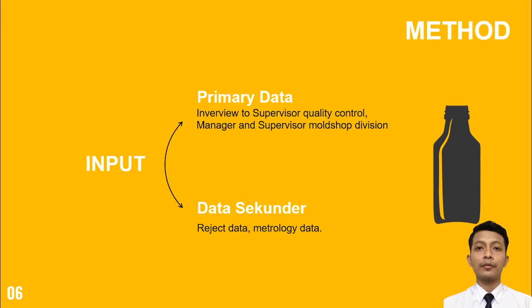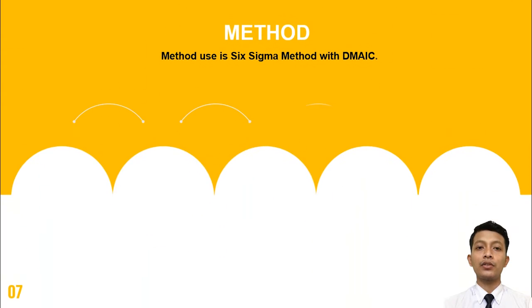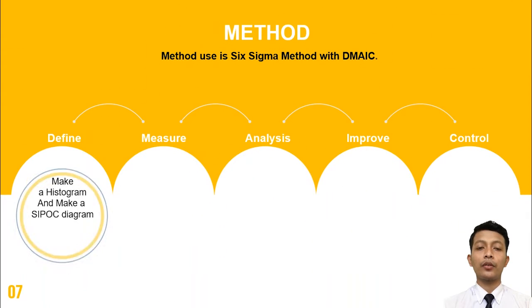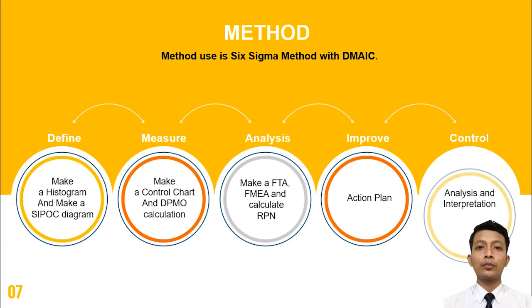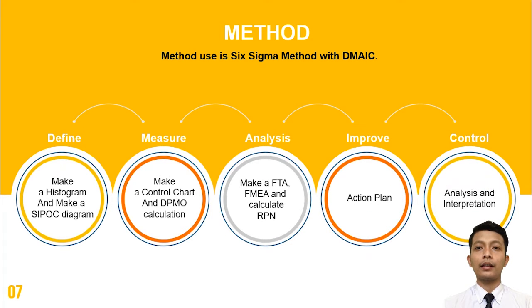There are 5 steps: define, measure, analyze, improve, control. Define is to make a histogram and a SIPOC diagram. Measure is to make a control chart and the DPMO calculation. In the analysis step, make an FTA, an FMEA, and the calculation of RPN. Improve is the action plan. And the last, control, is analysis and interpretation.